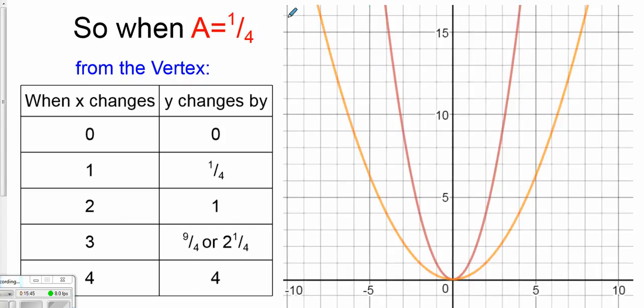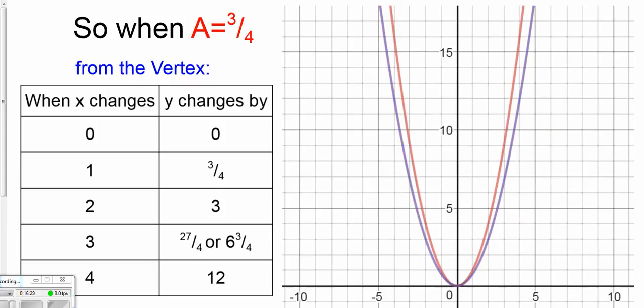I'm going to do a couple more when our A value is 1/4. So again, here at 0, over 1 up 1/4, over 2 up 1. So again, this is a nice spot because it gives us whole numbers. Over 3 up 2 1/4. Again, how we did that was 3 squared is 9. 9 times this 1/4 is 9 over 4, or 2 1/4. And over 4 up 4. So this one is kind of nice because it has these two different whole number parts. Over 2 up 1 and over 4 up 4.